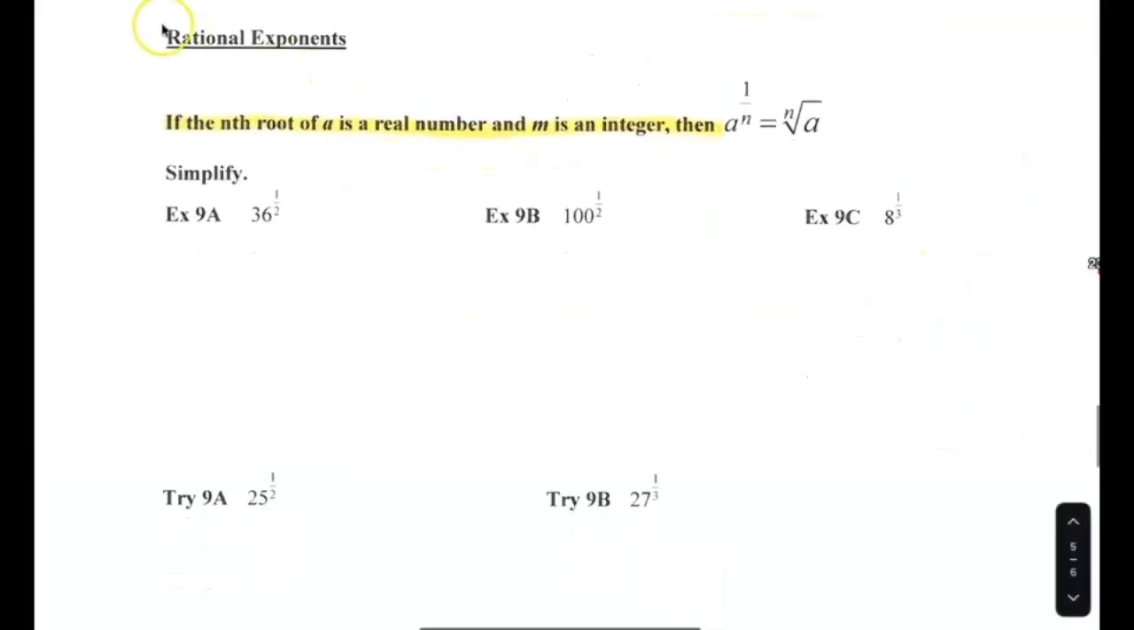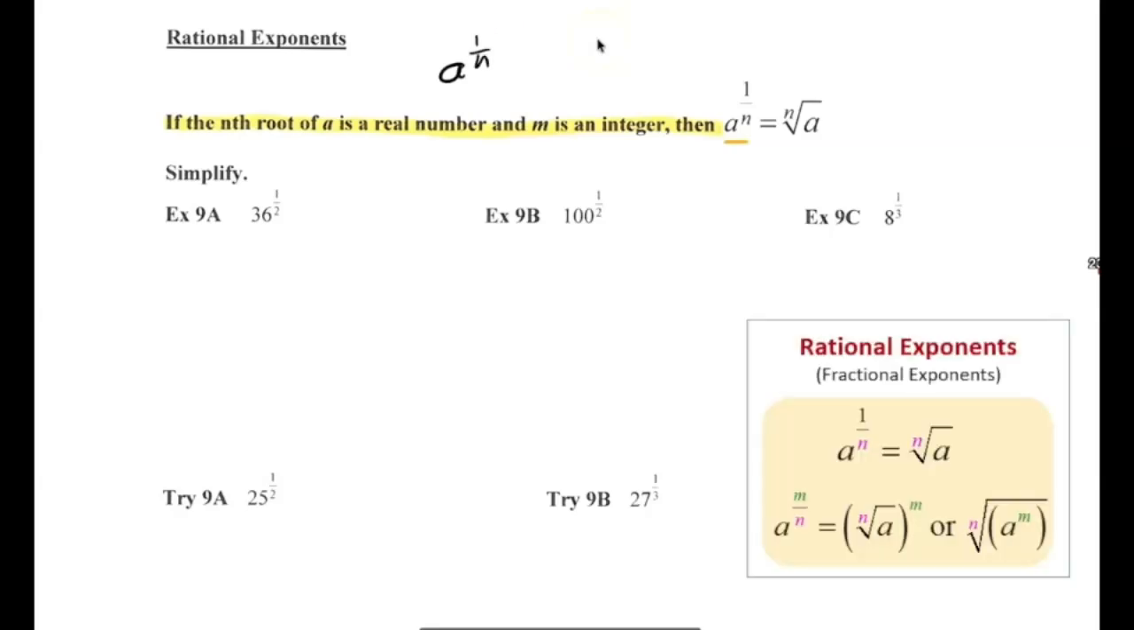And then last thing, rational exponents. If you have a to the 1 over n, the top is the power, the bottom is the root. You could rewrite this as the square root of a to the power of 1, and the root is right here. So that's what it means. If you see a fraction exponent, all it means is the bottom is the root, the square root of something, or the cube root of something.